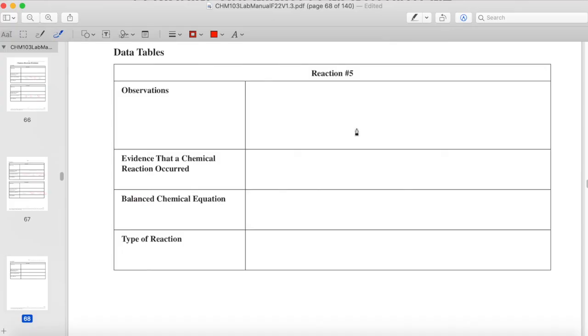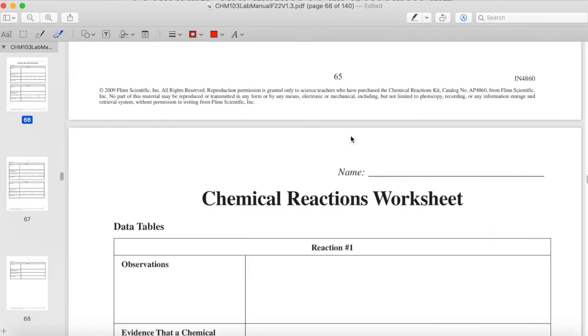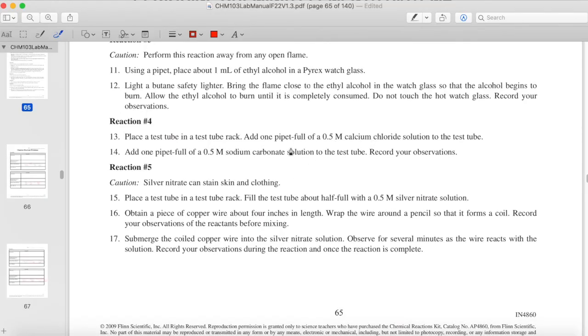And finally, that brings us to this last one. I think reaction 5, if I'm not mistaken, is copper 2 sulfate. Let's double check that. Let's see, silver nitrate. Oh, sorry, no, not copper 2 sulfate, it's copper wire. So we're starting off with silver nitrate and we're reacting it with copper wire.